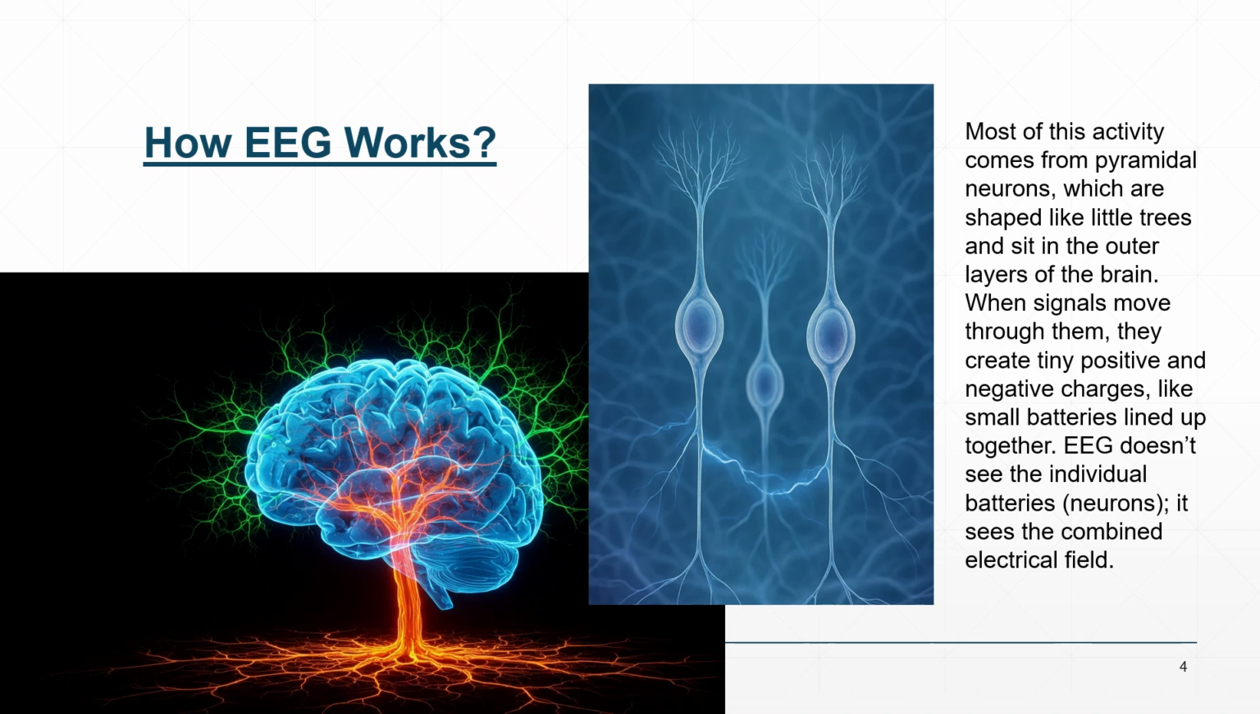Most of this activity comes from pyramidal neurons, which are shaped like little trees and sit in the outer layers of the brain. When signals move through them, they create tiny positive and negative charges, like small batteries lined up together. EEG doesn't see the individual batteries, the neurons, it sees the combined electrical field.